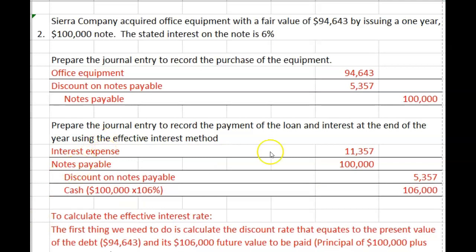Debit interest expense, $11,357. Debit notes payable, $100,000. Credit discount on notes payable, $5,357, and credit cash, $106,000. I just think that's a complicated, challenging, and fun problem.